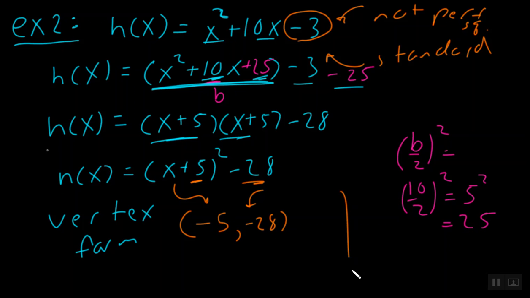What are we really saying? We're saying if we were to go 5 to the left and down 28, this quadratic would look something like that. Alright, let's go on to our final example, and we're going to do this faster than any of the rest.